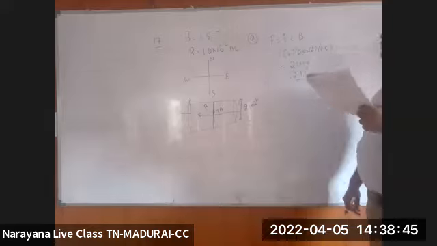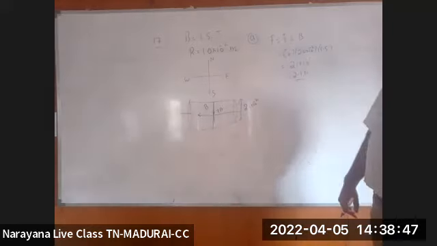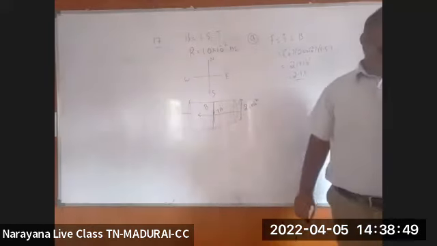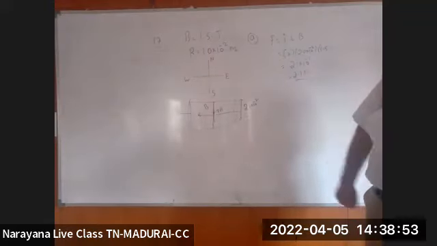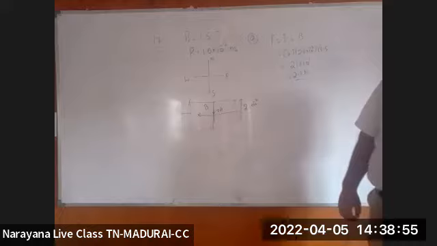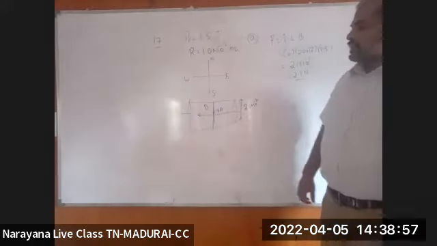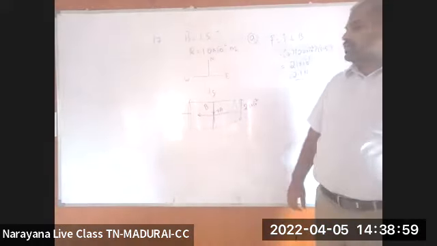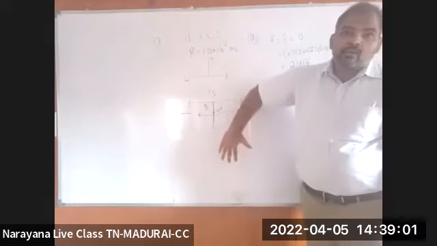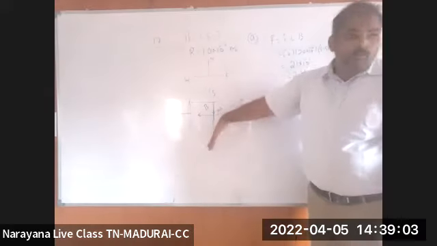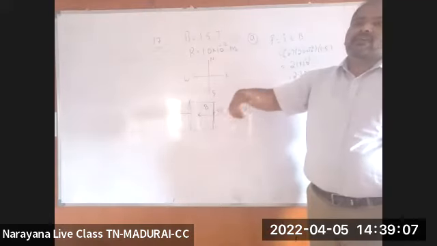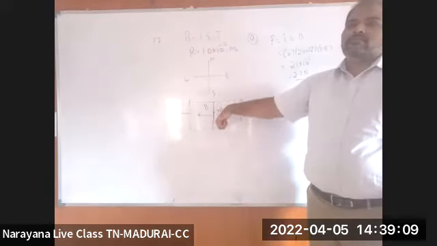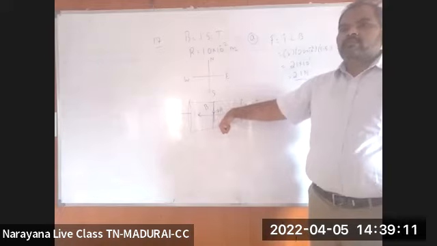So 2.1 Newton is confirmed, and you have to find the direction of the magnetic force. Tell me in which direction the magnetic force will act? L vector cross B vector. What is L? L is acting downwards. L to B. So the magnetic force on the wire, we have to lock the direction.